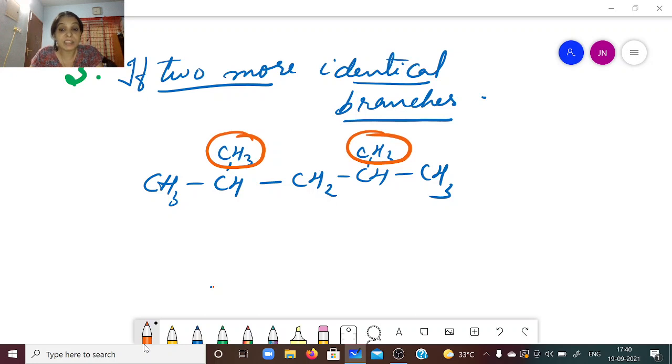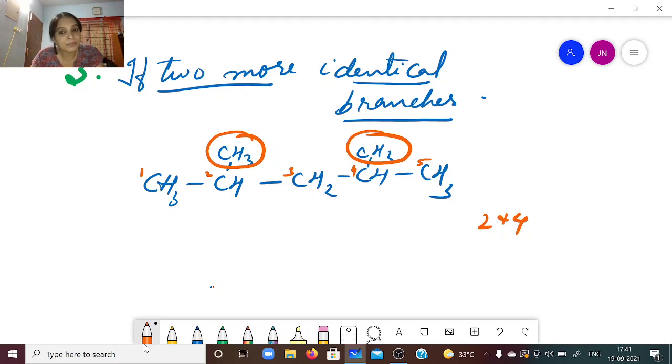The second rule is that we will count in such a way that we get the lowest numbers for the branches. So if I'm counting from here, 1, 2, 3, 4, 5, the branches are on the second and fourth carbon. If I'm counting from right to left, you will get the same: 1, 2, 3, 4. So 2 and 4. So here I can count from both left as well as right.